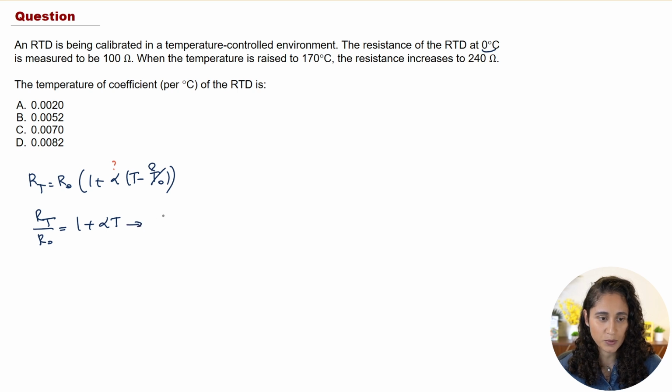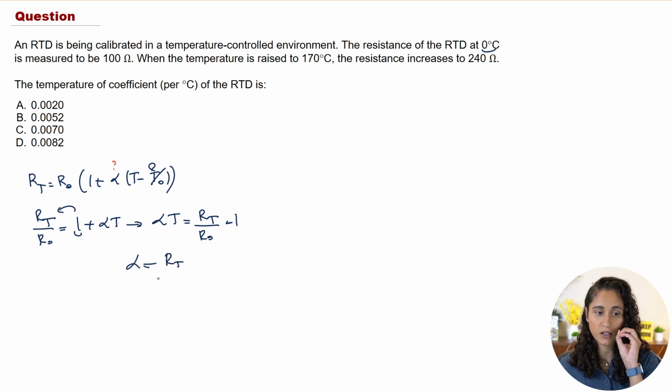And then the next step is we're going to take this 1 to the other side of the equation, and if we do that, it's going to become negative, right? So we're going to have R_T over R naught minus 1 equals alpha T. Now to solve for alpha, we're going to divide both sides by T, the temperature, because we're trying to solve for alpha. So we get alpha equals R_T over T R naught, and then minus 1 over T.